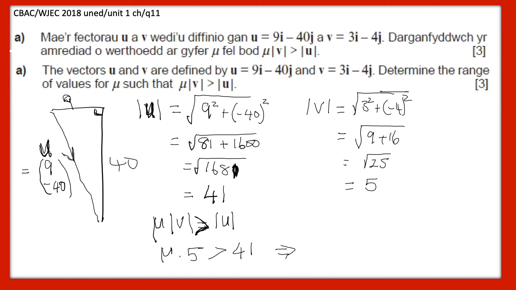You know with inequalities that you can add and subtract without changing the inequality. You can multiply and divide, but only if the things are positive. If they're negative, then multiplication or division changes your inequality. But in this particular case, we've got that mu is greater than 41 over 5. And if you want to call that 8.2, that's fine. I don't mind, but 41 over 5 would do me as an answer.